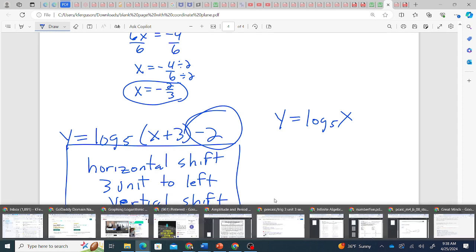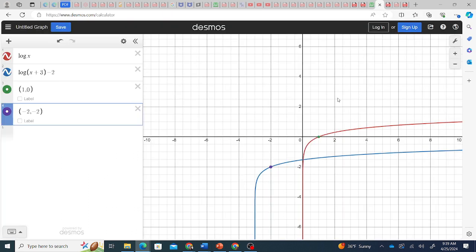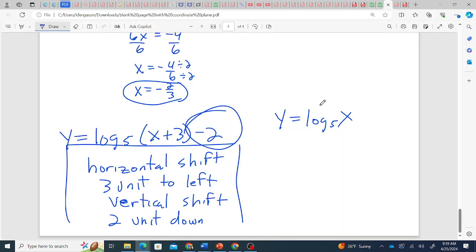I say describe the transformation. The transformation is the parent graph moves 3 to the left and 2 down. That's it. I needed you to understand visually what I was talking about, but you don't need to draw it. You just need to know. You can look at this and say, okay, the number in the parentheses is my horizontal shift. Does it move it left or right? The number outside the parentheses is my vertical shift. Does it move it up or down? That's it.